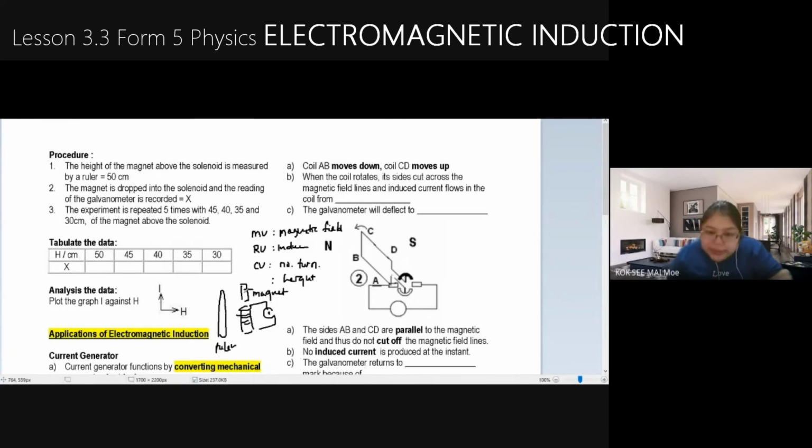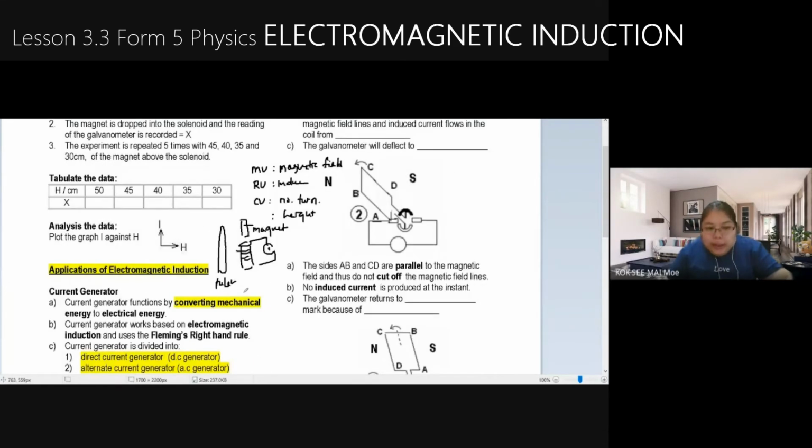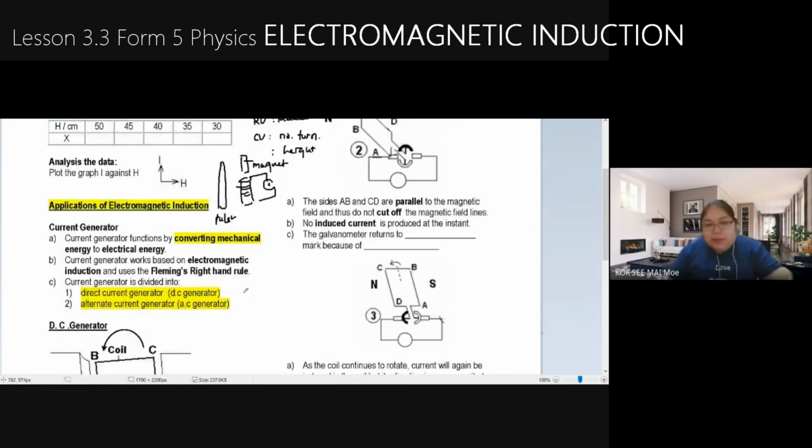So from here, 3 experiments can come out: either increase the magnet bars, or increase the number of turns, or increase your height. This is the last experiment for Form 5. Okay, any question you want to ask?